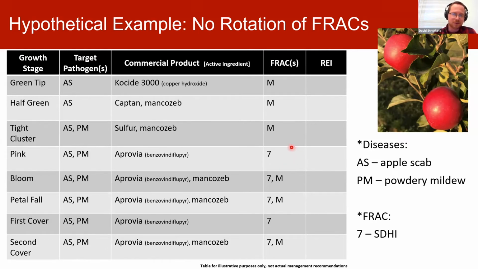So here's a situation where a grower has just decided to use some multi-sites early in the season just to deal with the low disease pressure. But as the pressure really ramps up through the rest of the growing season, they start using Aprovia all season long. And they do this year, next year, the year after that, and they do this for the next 5 years. And that's where fungicide resistance comes from.